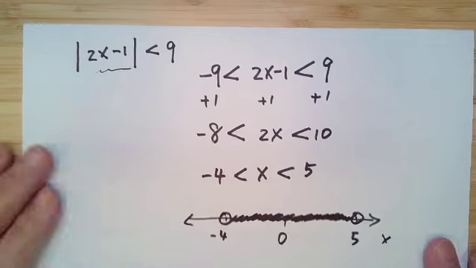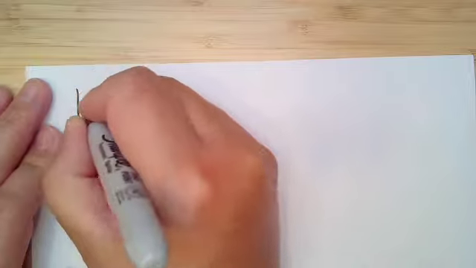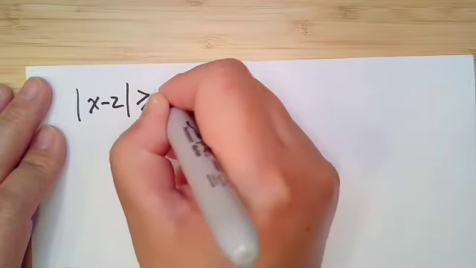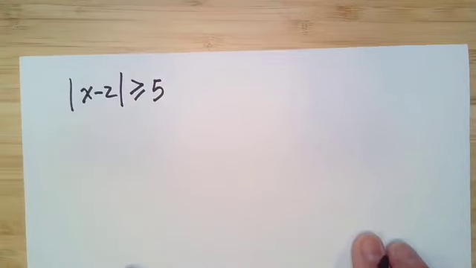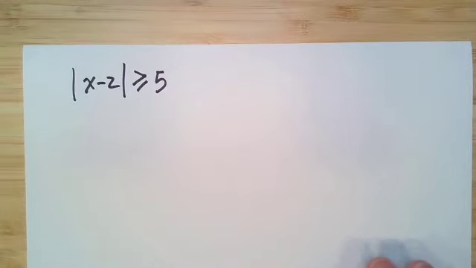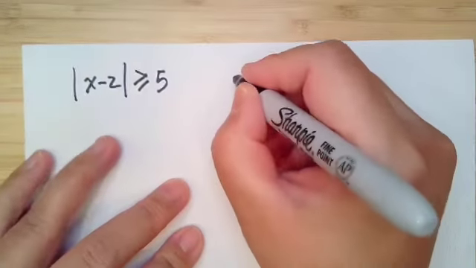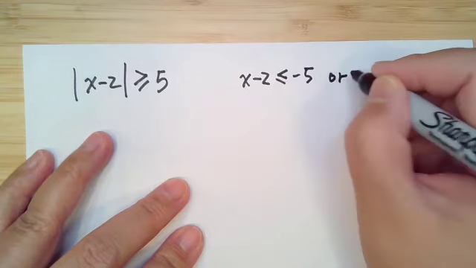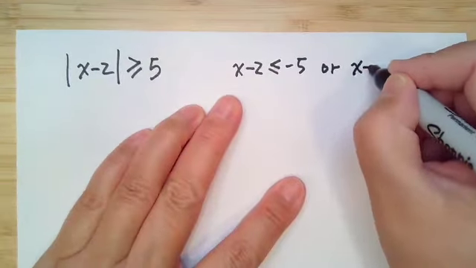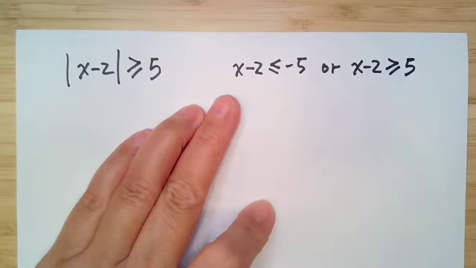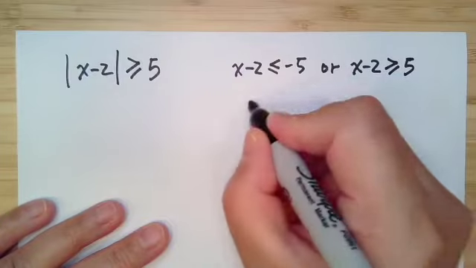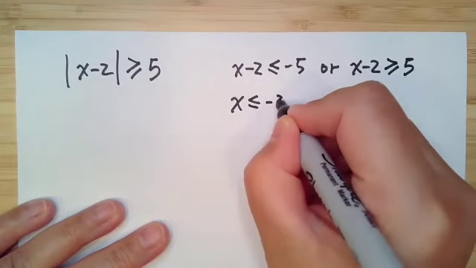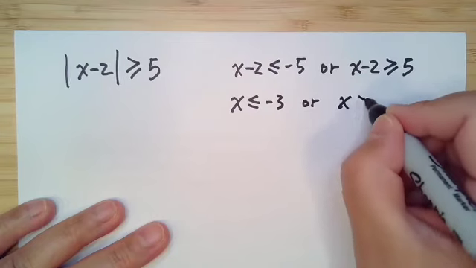All right, so what about a couple more examples? Yeah, we do a little bit more exercise. What about this one? The absolute value of x minus 2 is greater than or equal to 5. Some absolute value is greater than or equal to 5. So you have either x minus 2 is less than or equal to -5, or x minus 2 is greater than or equal to +5, isn't it? And of course you plus 2, so you have x is less than or equal to -3, or x is greater than or equal to 7.